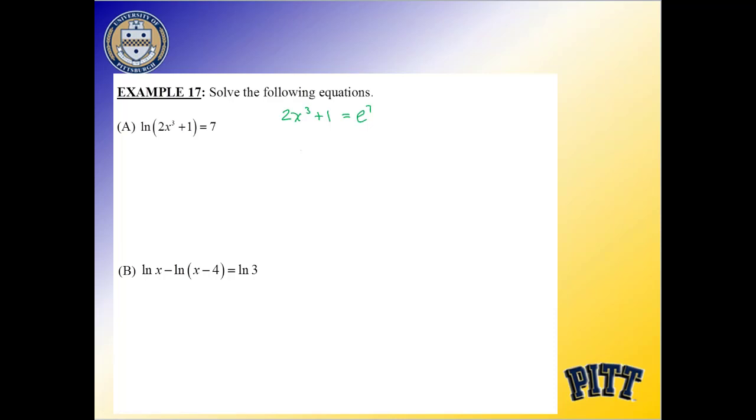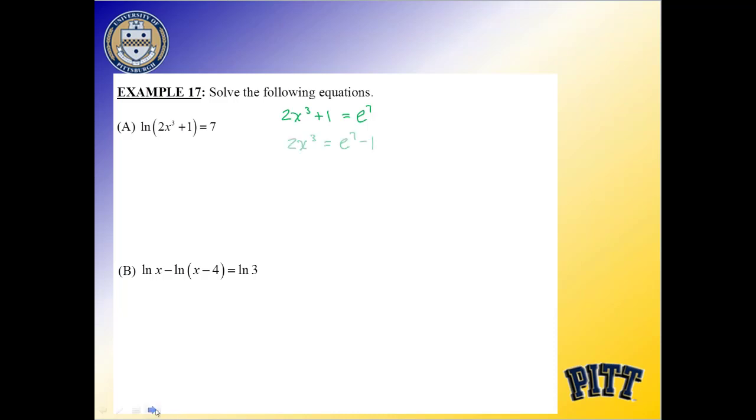Now, I'm going to leave e to the 7th power as e to the 7th power because e is an irrational number. E to the 7th is going to be yet another irrational number, and if I'm going to try to write it out as a decimal, I am going to be rounding at some point. So, to avoid doing any rounding right now, I'm going to leave it alone. Just remember it is a number. And I'm just going to solve for x.